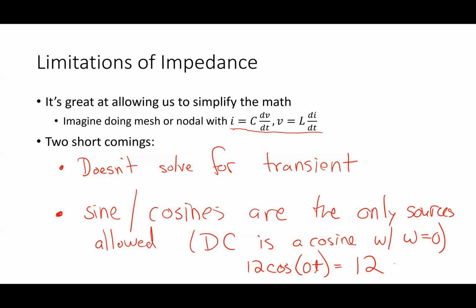If it never fluctuates, if it never varies, then it's constant, so its period is infinite because it never repeats, and it has a frequency of 0. So basically, we said there are two shortcomings. I can't solve for the transient case, and this only works for sines or cosines. Well, that's not the whole world of circuits, is it? We have all kinds of other stuff.